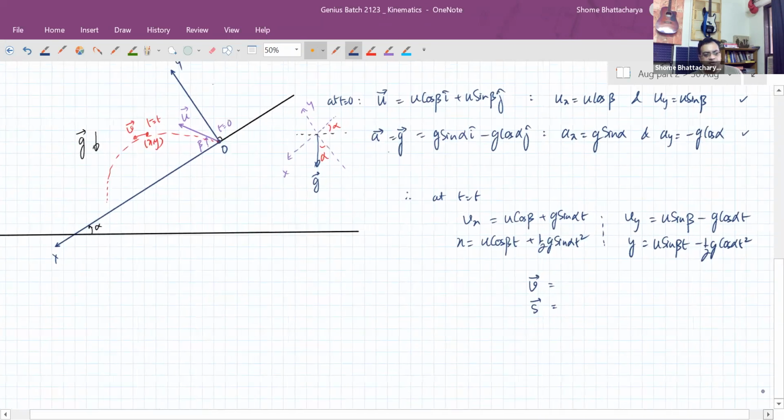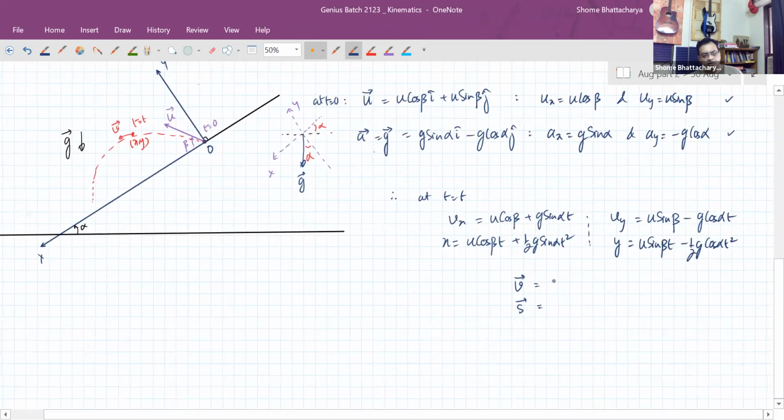So it will become very lengthy when you write it as vectors. So anyway, I'll just write this as x i cap plus y j cap, and just refer to x and y above. Okay, so that's done. Very good.